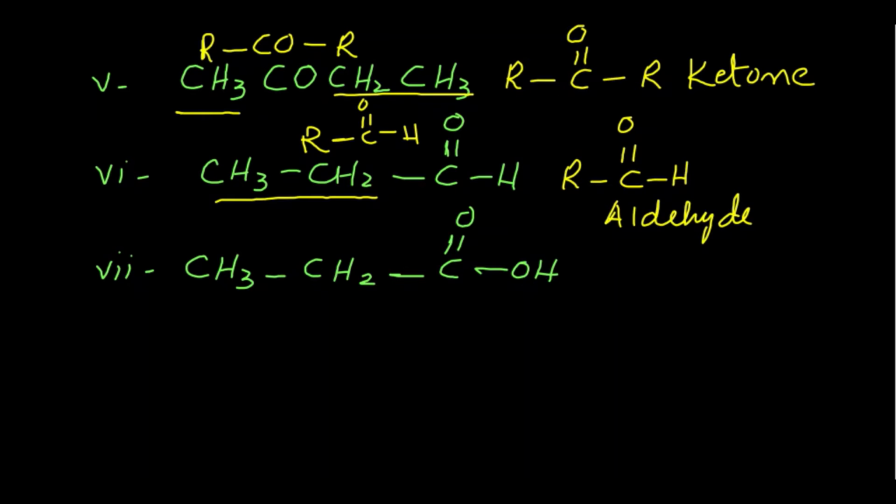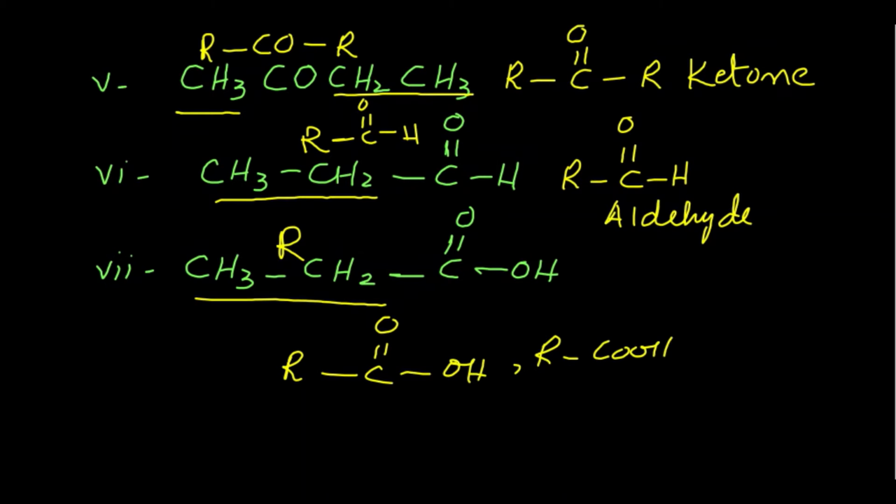Now the part number 7. This part is the alkyl part. Right, students? We write the general formula for this compound: C double bond O OH. We can write it this way, or we can also write RCOOH. Yes, correct. This is carboxylic acid. I hope this question is clear to you, students.